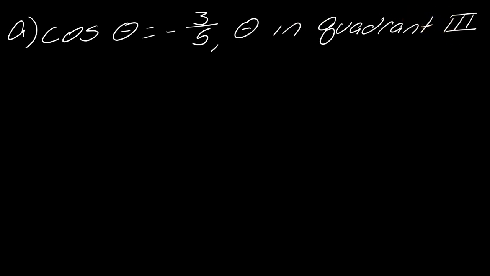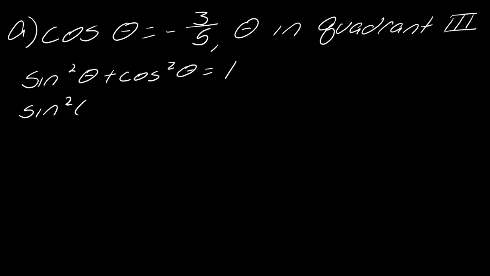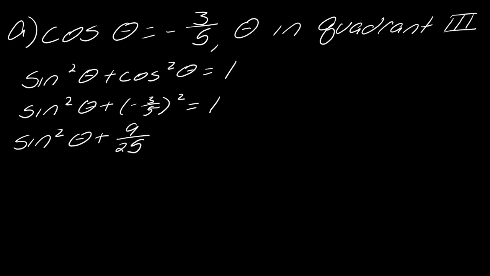Okay, so to begin, let's just go ahead and use sine squared theta plus cosine squared theta equals 1. I'm going to plug this in so that I can figure out what sine squared theta is. So I've got sine squared theta plus (-3/5) squared, and that's going to equal 1. And so then I just keep working these details out. Sorry, I can't write today. This becomes 9/25.